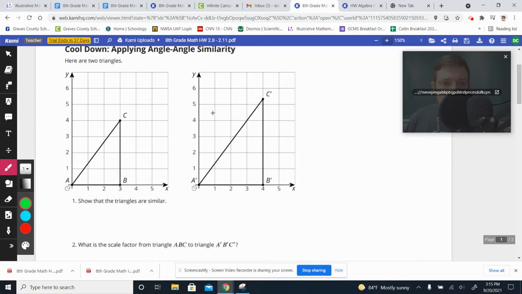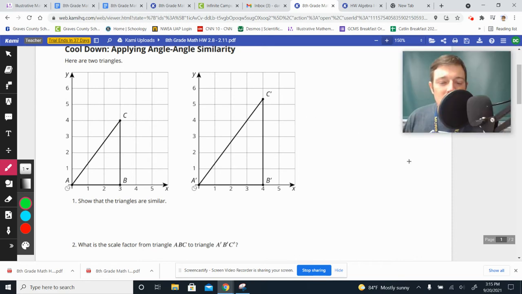If we want to prove that these two triangles are similar to each other, all we have to do is make a table and prove that they have the same constant of proportionality, or the same scale factor, so to speak. So I'm going to make a little table. I've got my small triangle on the left and my bigger triangle on the right. We're going to put some corresponding sides into the table to test to see if there's a scale factor.